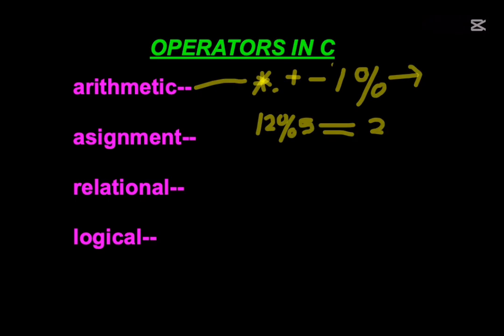12 divided by 5 is 2 point something, but the quotient is 2, and the remainder is also 2. So it's going to give us the remainder, which is 2. That's how this actually works. It does not give us the normal division, it's just going to give us the remainder.